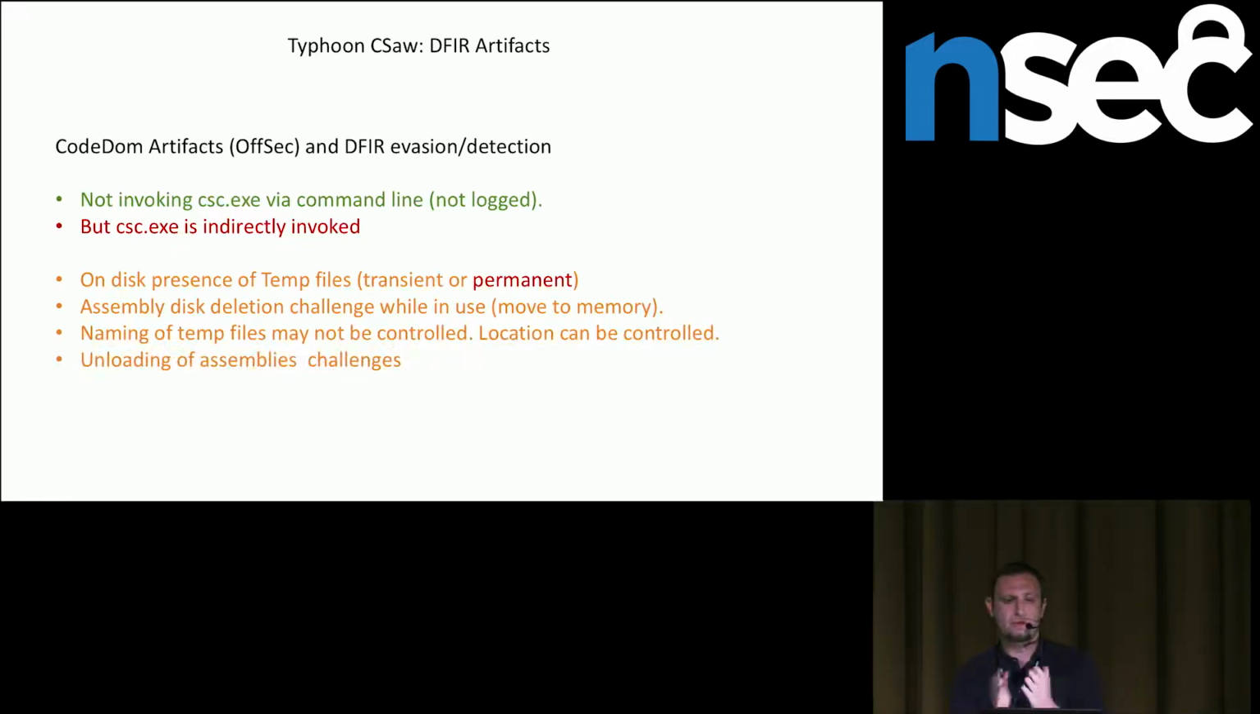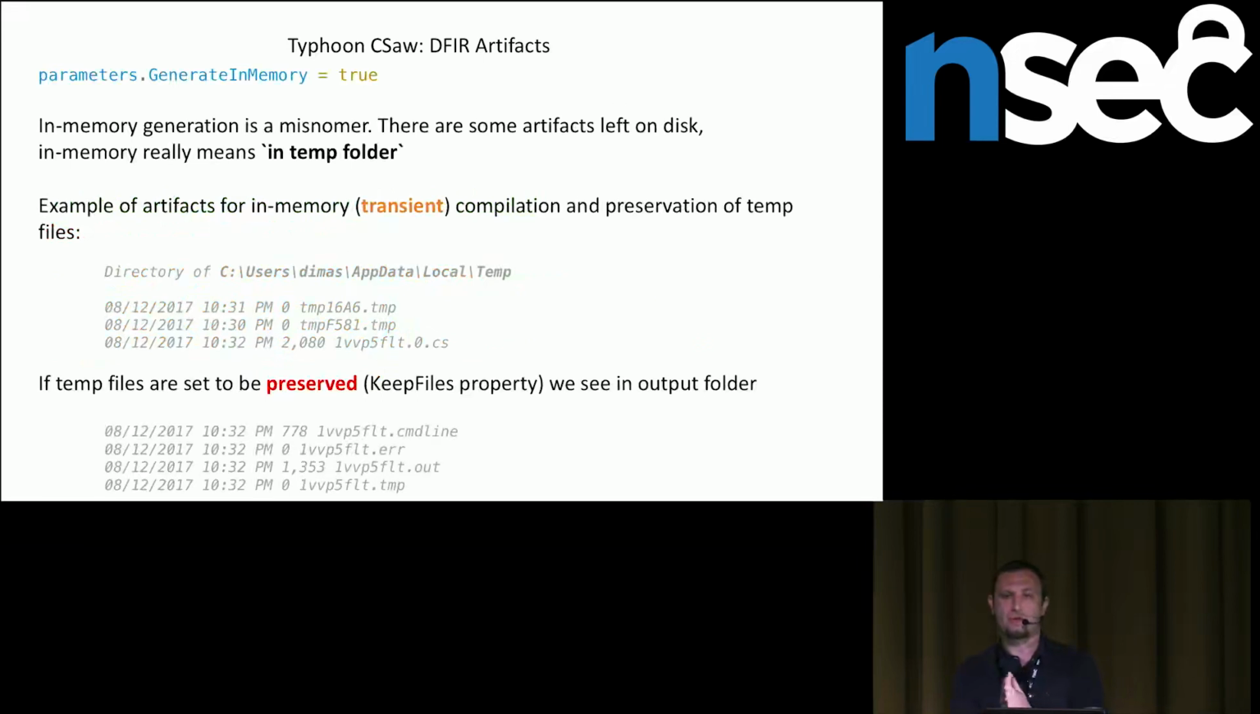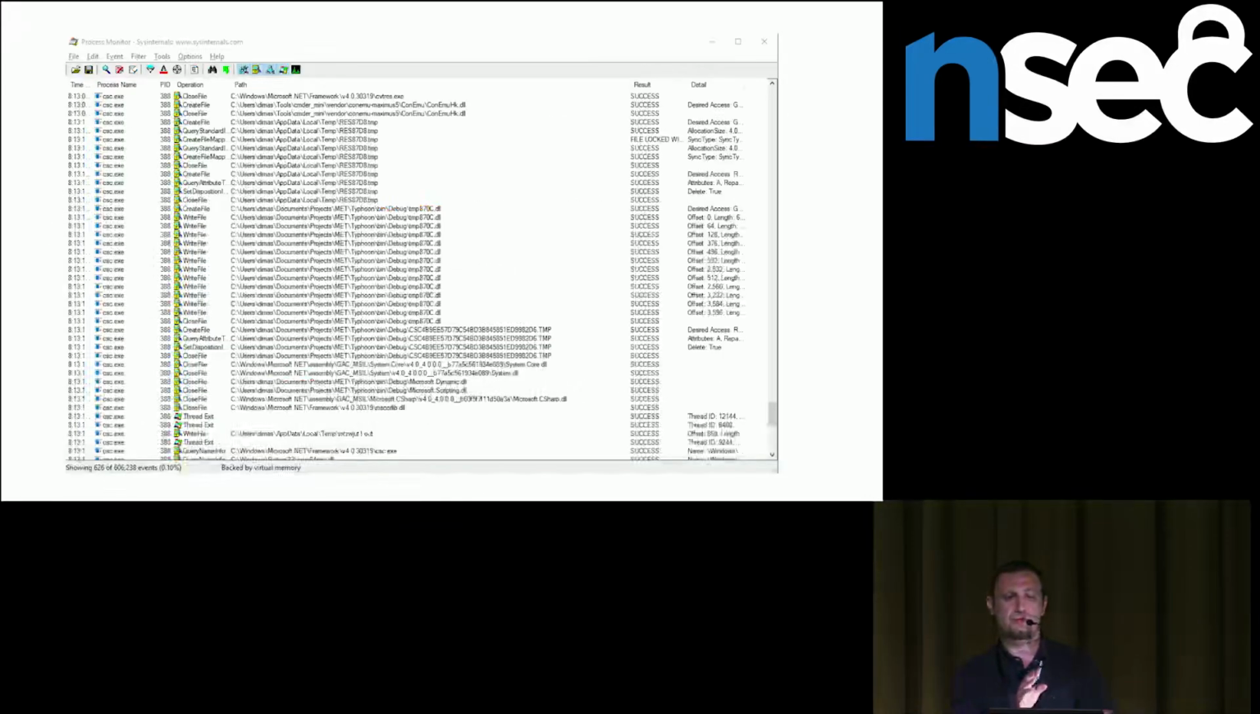Okay, so as we talked about, the generation in memory is not really in memory. It still drops it into a temp file. The question is where it drops it, right? It either drops it into a local temp, or it drops it into a local directory, depending on how you compile. So selection of parameters to your CSC and CodeDOM are very important. This is the example of Process Monitor looking at CodeDOM compilation and invocation. It's littered with artifacts, it's littered with temp files, it's littered with DLLs that are dropped on the box. We want to fix this.